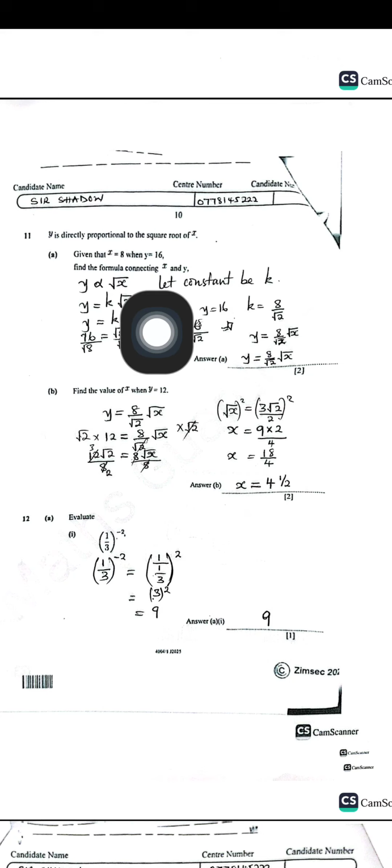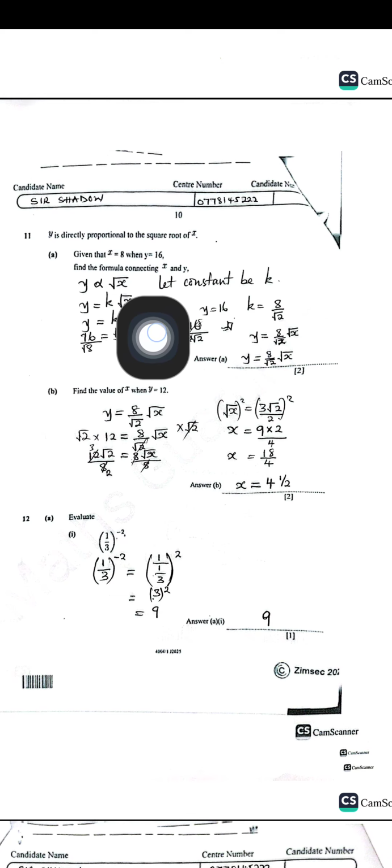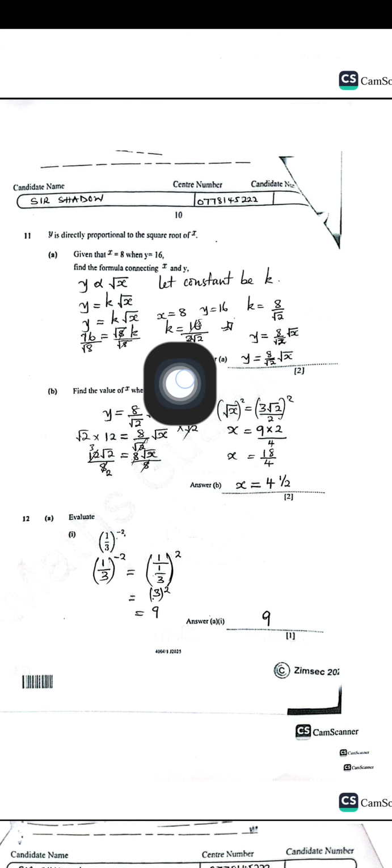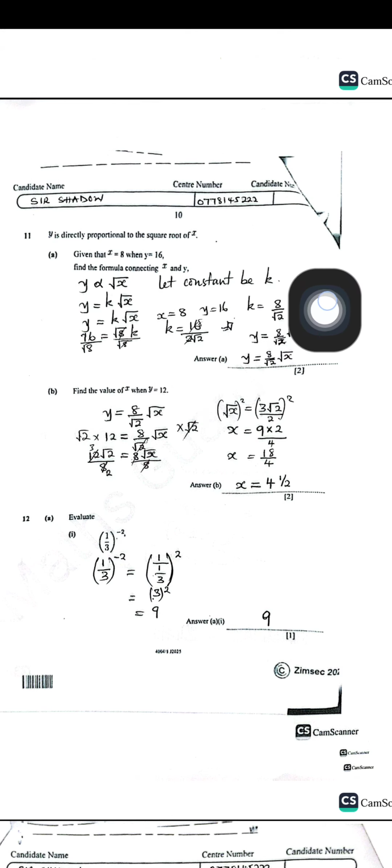Right, so we want to find the formula connecting x and y, given that x is equal to 8 when y is equal to 16. These initial values, given at the same time as the question, are used to find the constant. I'm not told which constant to use, but I can decide on my own. So let the constant be k.